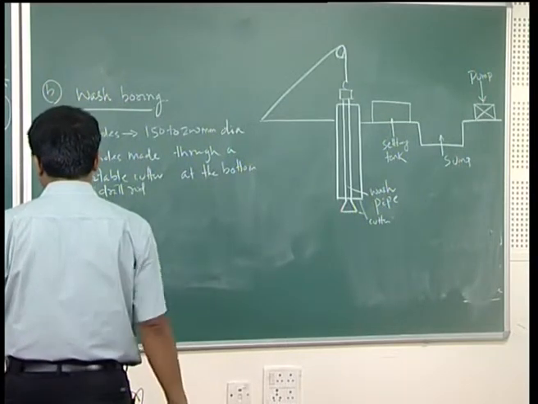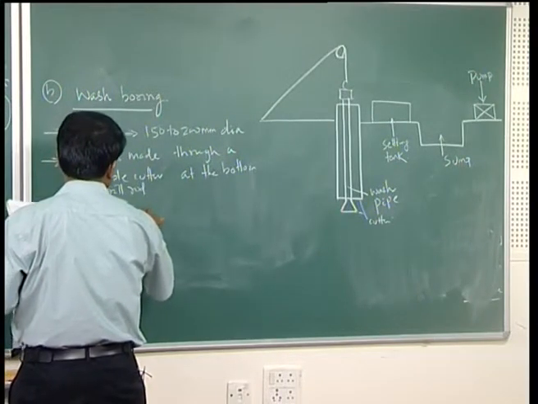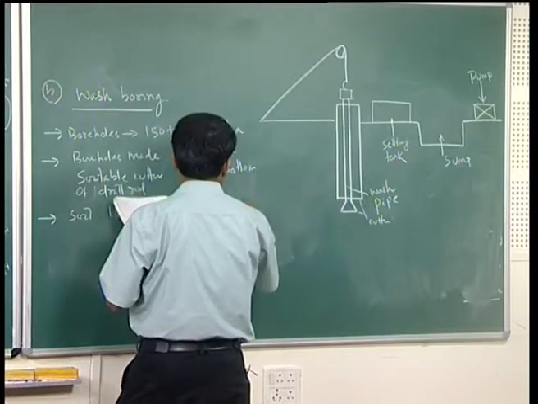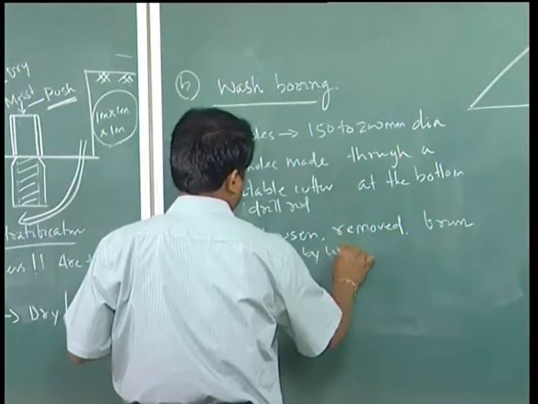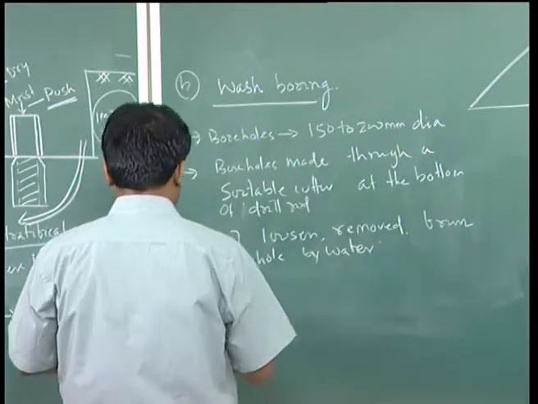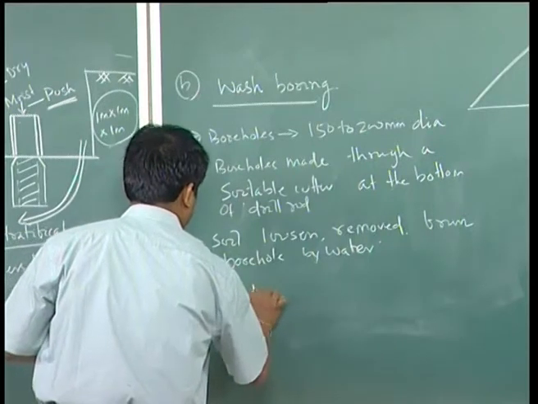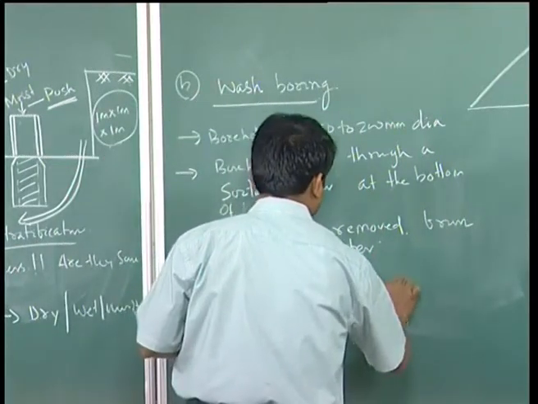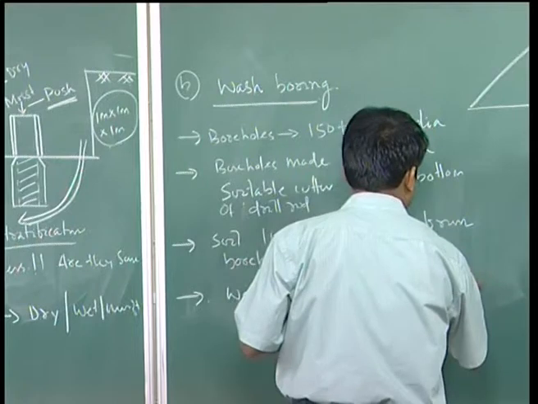Soil is loosened and removed from the borehole by water, or water plus mud. It carries soil up through the annular space through the wash pipe.